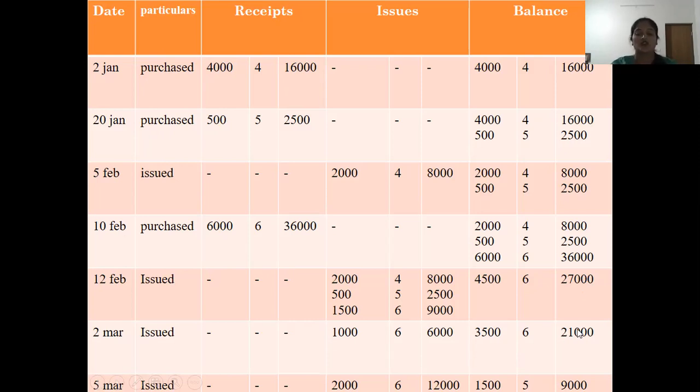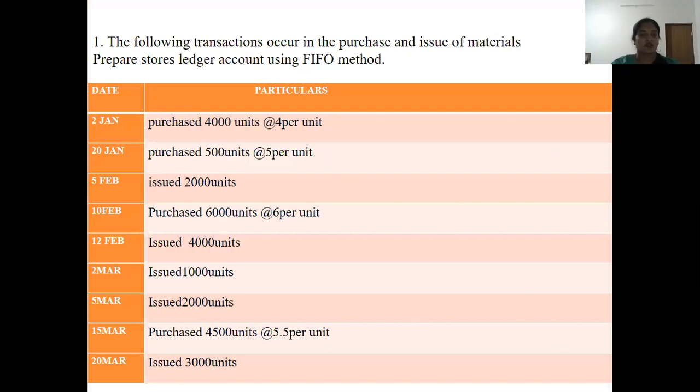Next, let us go to the problem. After the 2nd March issue, on 5th March you need to issue 2,000 units. See, on 5th how much we should issue? 2,000 units should be issued.